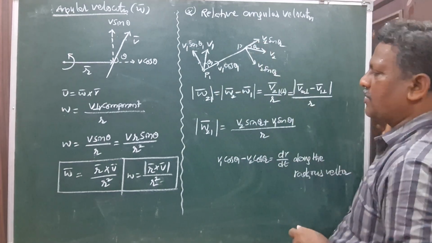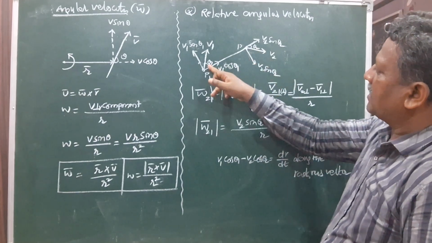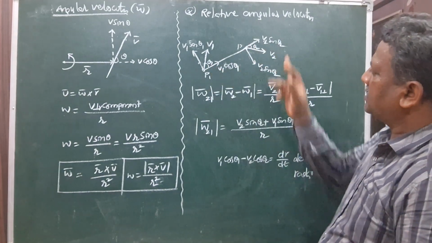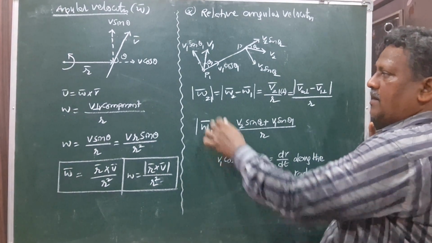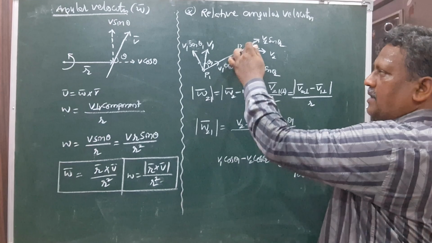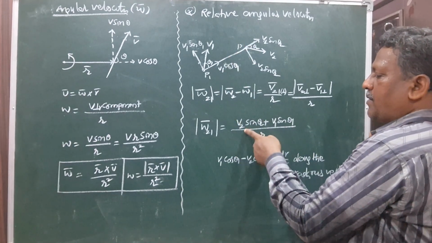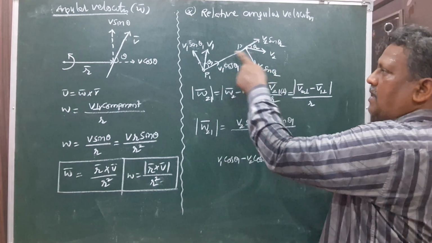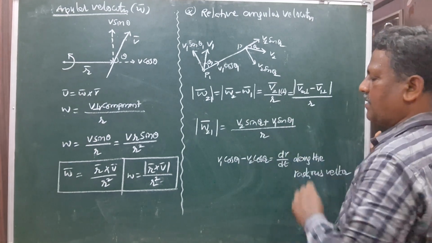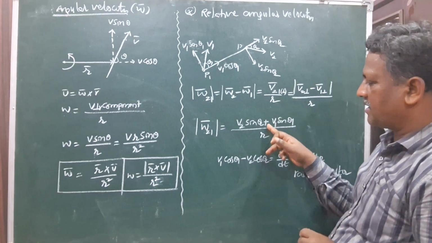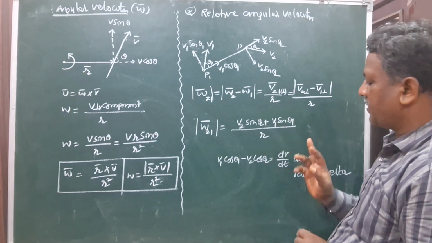Suppose two bodies are moving at 2 points with velocities v1 and v2, making angles theta 1 and theta 2 with the radius vector. So here the relative angular velocity of these 2 points in a circular path is given by v2 sin theta 2, if they are opposite to each other, minus of minus v1 sin theta 1 by r. For the same direction you can take it as v2 sin theta 2 minus v1 sin theta 1 by r.